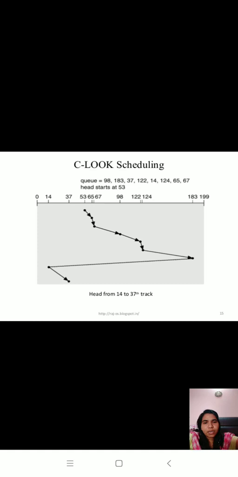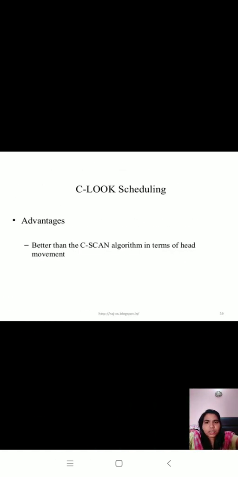And then you have to calculate the differences between these tracks. So first of all we have to find the difference 183 minus 53. After that we have to find the difference 183 minus 14 and then 37 minus 14, and then you calculate the head movement from 14 to 37, and it will give the movement of the cylinders, right? So this is CLOOK scheduling. The advantage of CLOOK scheduling is that it is better than the CSCAN algorithm in terms of head movement, right?